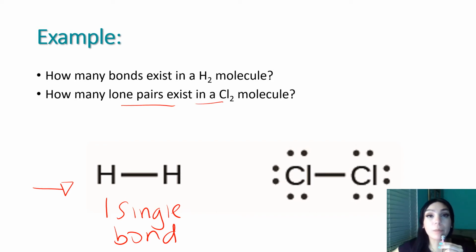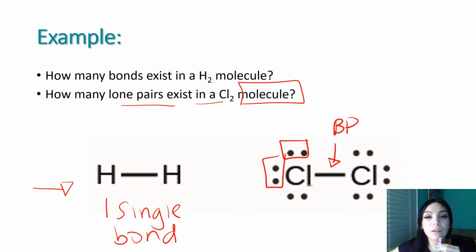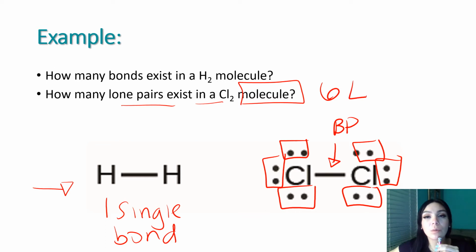How many lone pairs exist in a chlorine molecule? So lone pairs, and it's talking about the entire molecule. We're not specifically asking about one singular atom. So we're going to count all the lone pairs. So this right here is a bonding pair, so BP. All of these that I'm squaring off are lone pairs. So we have a total of 6 lone pairs in this molecule.